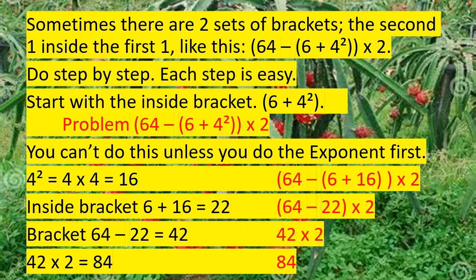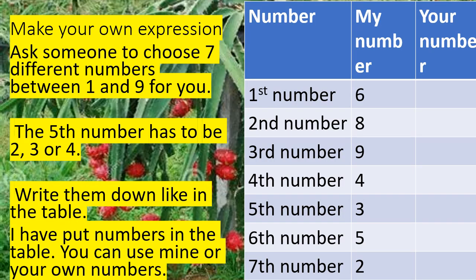It's a lot of steps, but every step is pretty easy. Now this is your chance to make your own expression or your own example. So ask somebody to choose 7 different numbers between 1 and 9 for you. The 5th number has to be 2 or 3 or 4. Or you can make them up yourself if you want to.